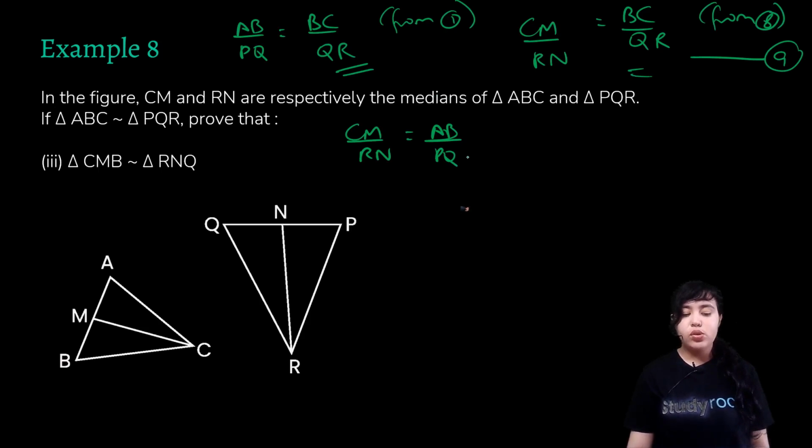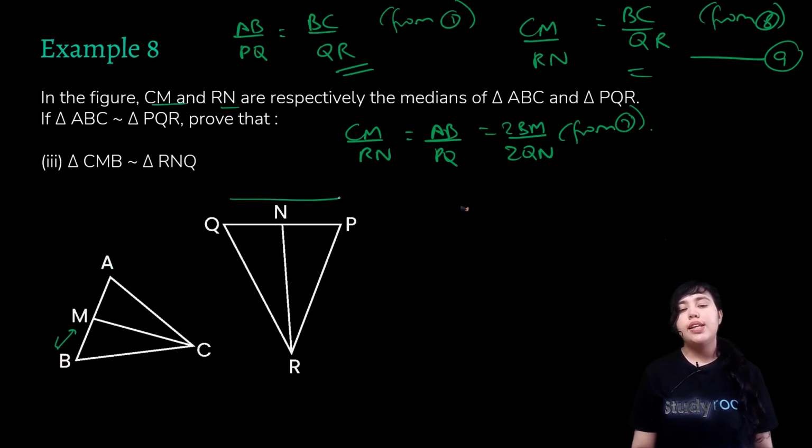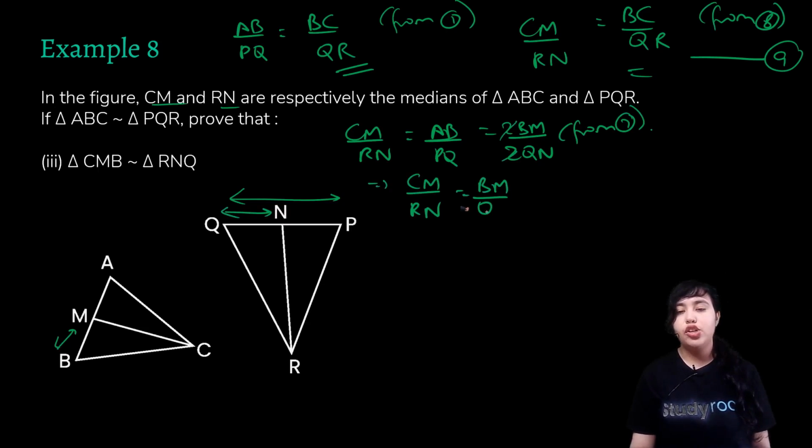So you can say AB upon PQ and CM upon RN, the two ratios are equal. Then if you make use of equation number 7, you know that this is further equal to 2BM upon 2QN. Because we took CM and RN as medians, I can say that AB is twice of AM, but I can also say it's twice of BM. Similarly, I said that PQ is twice of PN earlier, but I can also say it's twice of QN. So if I cancel out these 2's, I get CM upon RN as BM upon QN, and we can make this equation number 10.